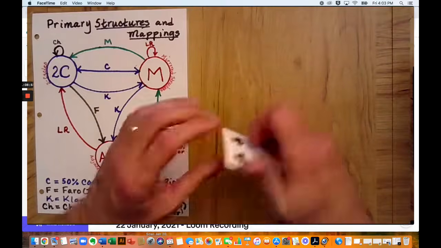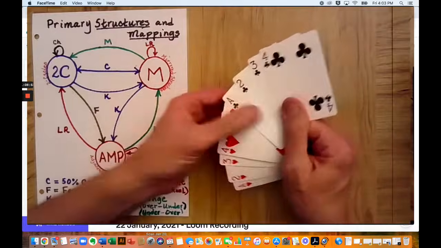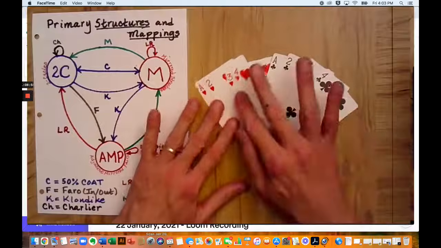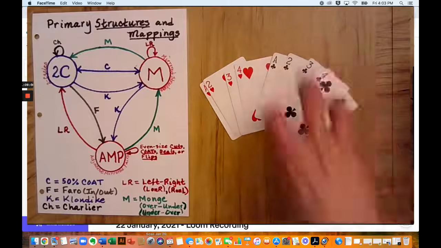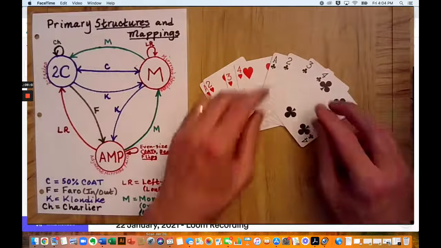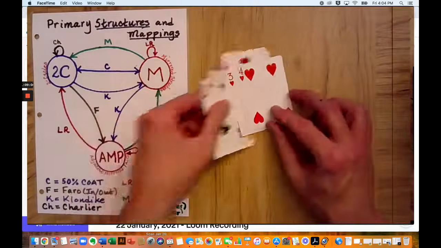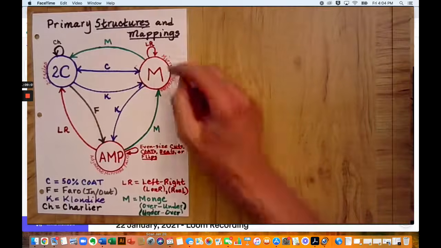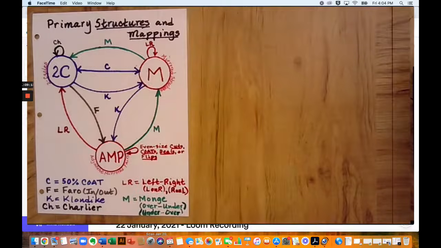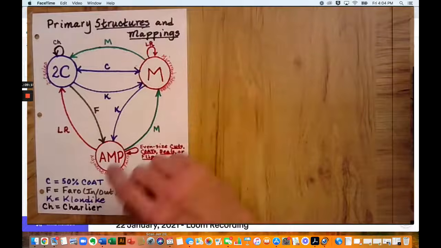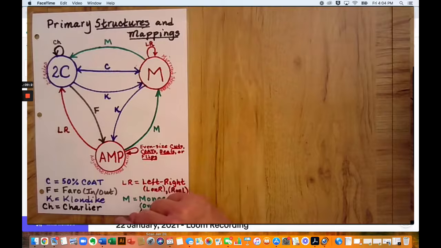But that's what it is. So a 50% cut just means we've taken the top half, which this was the top half, and we moved it to the bottom. Okay, well, why would a Charlier-1 actually be an automorphism on these other collections of structures? So why would the Charlier-1 preserve a mirrored structure?